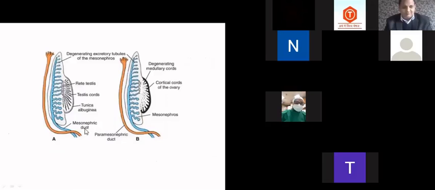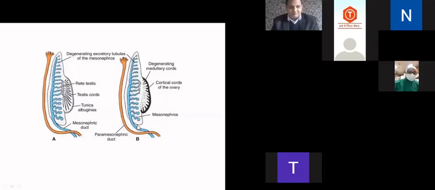Here is the diagram as we have already discussed. In case of females, the second diagram, B diagram, the medullary cords will degenerate, cortical cords will develop, penetrated by primordial germ cells, leading to the formation of ovaries. And most of the mesonephros will degenerate. Only a few remnant structures from the mesonephros will develop in females: epoophoron, paroophoron, and Gartner's cyst. And the paramesonephric duct will lead to the formation of the female genital organs.